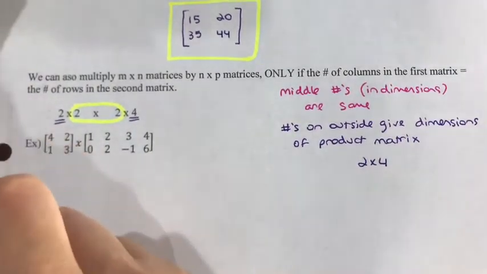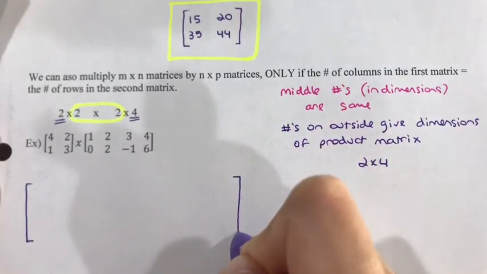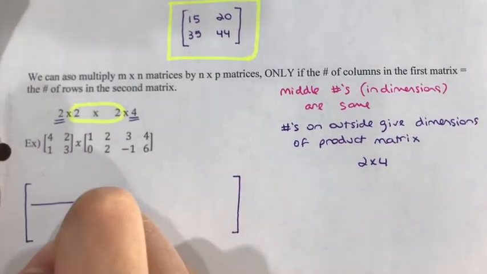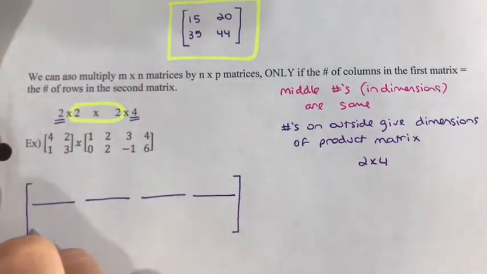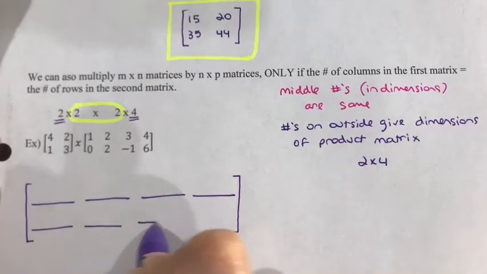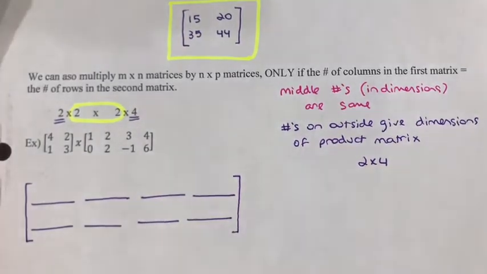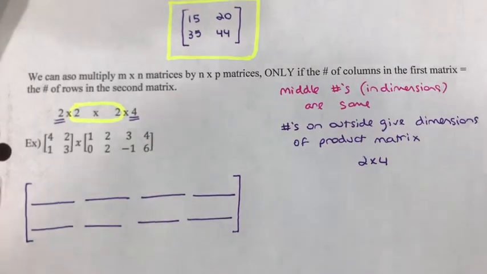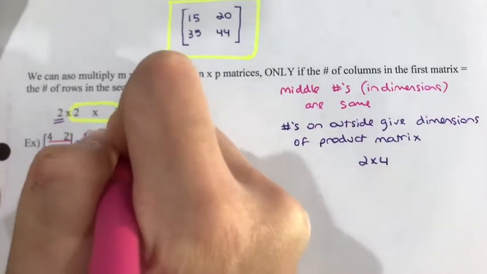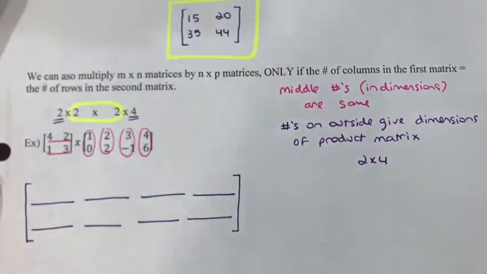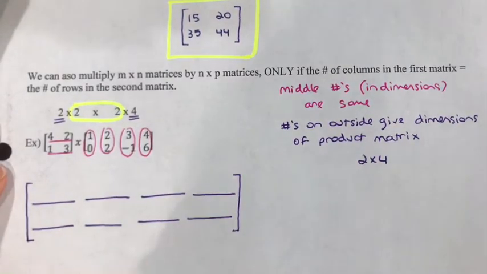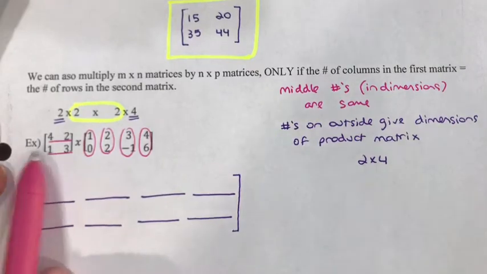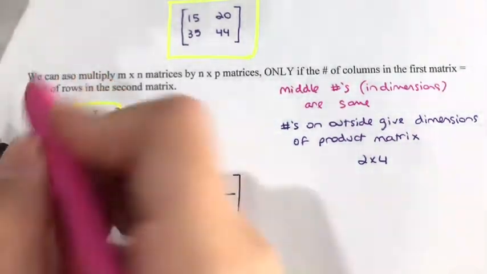So if I were to set up, again, I always like to do this really big. 1, 2, 3, 4. 2 rows, 4 columns. There we go. And so now I'm going to underline the rows in the first matrix and circle the columns. I'm going to go ahead and pause the video and you guys can see if you can try to multiply. If you'd rather just watch me do it, I'll go ahead and do that on video.